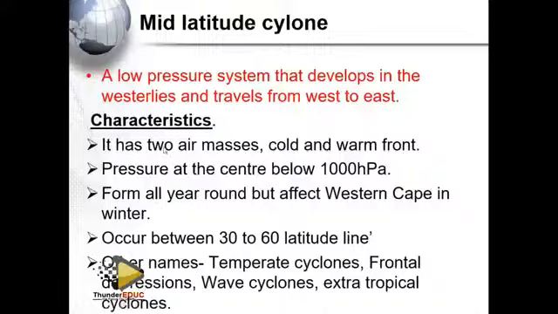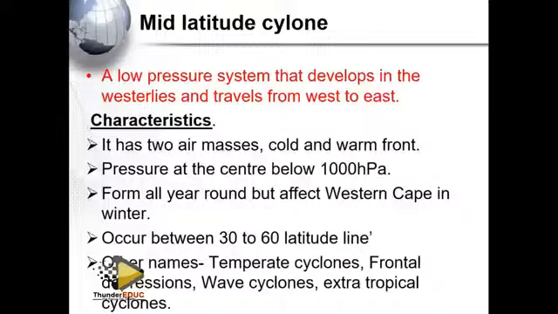Therefore, we also note that since it is known as a low pressure, remember when we looked at the first thing at the beginning, we said low pressure decreases towards the center, and therefore pressure must drop below 1,000 hectopascal. We said hectopascal are the SI units of pressure, which is measured on a barometer. So pressure at the center is always below 1,000 hectopascal, decreasing towards the center. That's why it's called a low pressure. And it also says it forms all year round, but it affects Western Cape in winter.